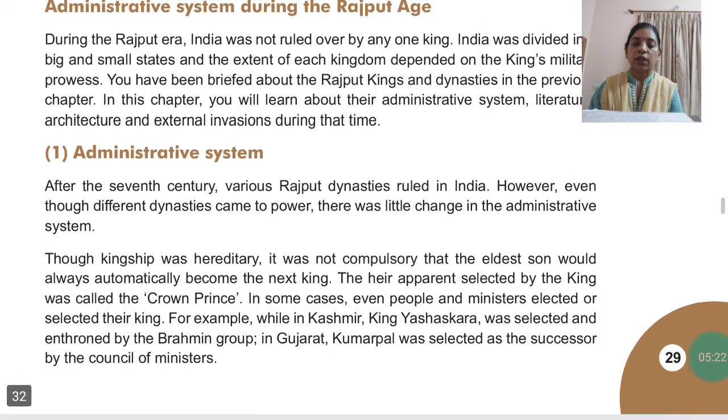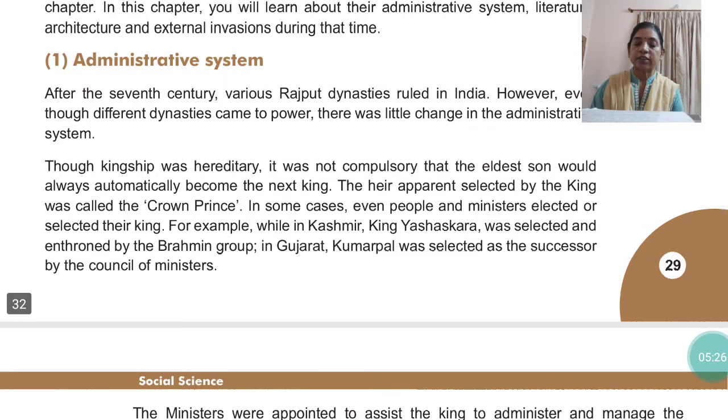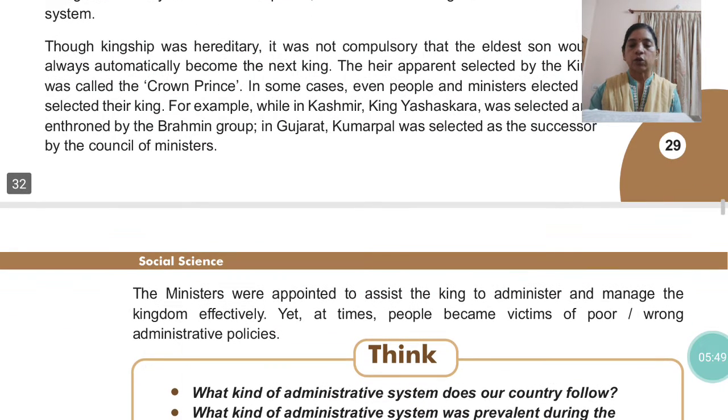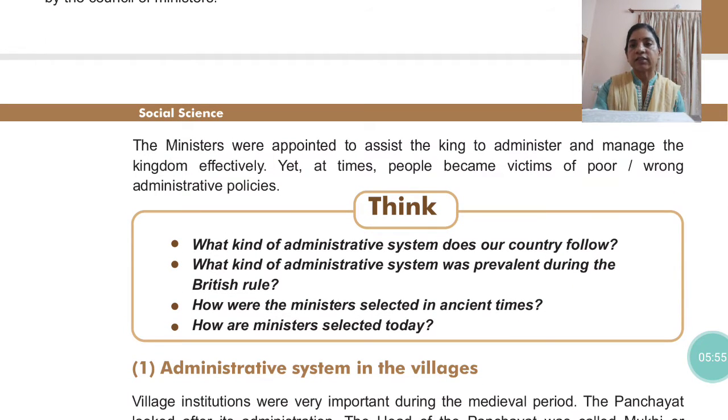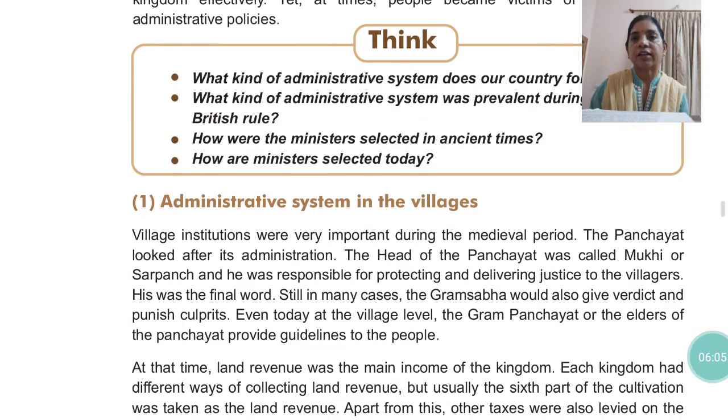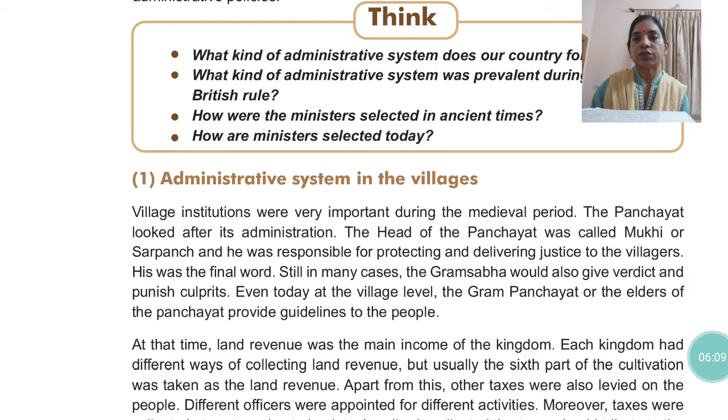In some cases, even people and ministers elected or selected their king. For example, in Kashmir, King Yashashkara was selected and enthroned by the Brahmin group. And in Gujarat, Kumar Pal was selected as the successor by the Council of Ministers. So we can see not only the kingship was hereditary, but the Council of Ministers also elected a successor. Now, the ministers were appointed to assist the king to administer and manage the kingdom effectively. Yet at times people were doing the administration.